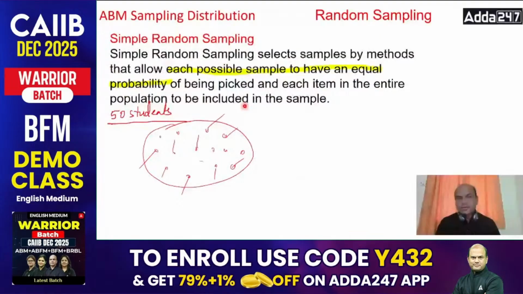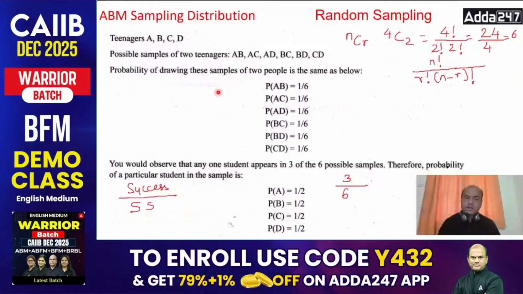See this, simple random. So select samples by methods that allow each possible sample to have an equal probability of being picked, and each item in the entire population to be included in the sample, isn't it? So anyone can be picked. Anyone, anywhere I'll go and select. So that is called simple random sampling. Right?